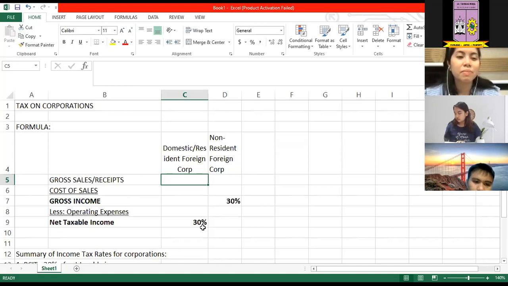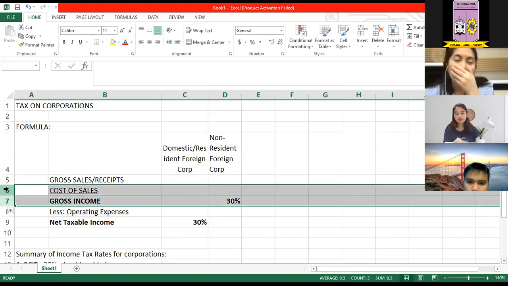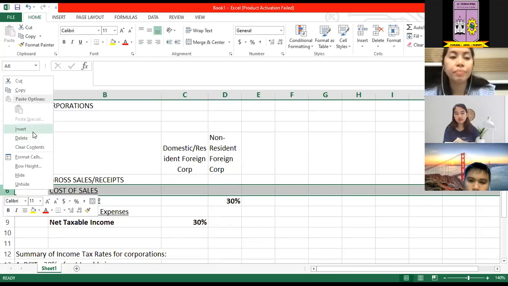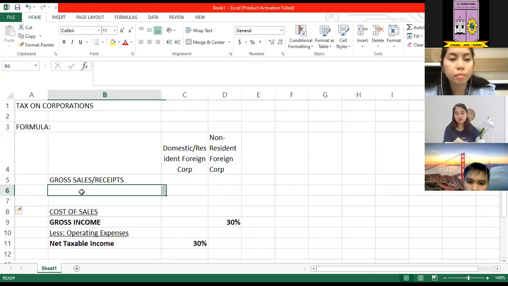So, ano itong gross income? Sabi ng definition ng section 27, gross income daw is equivalent to gross sales, less sales returns, discounts and allowances. So, parang medyo complicated siya. Lagyan natin ng isa pang insert. Okay, para maintindihan.